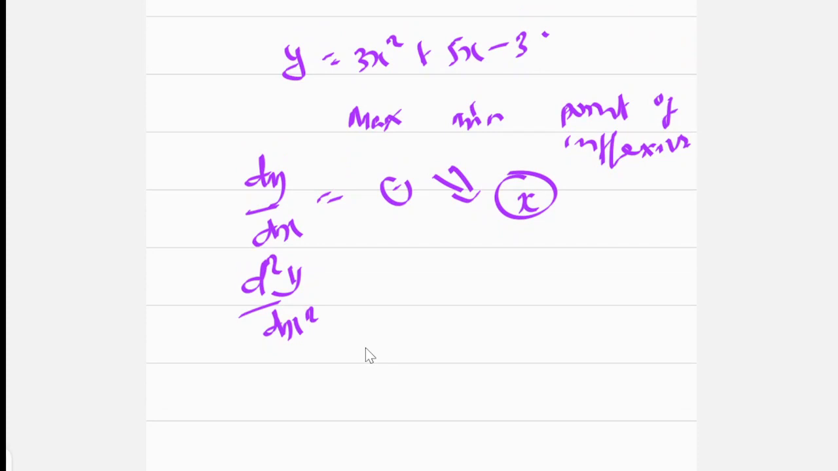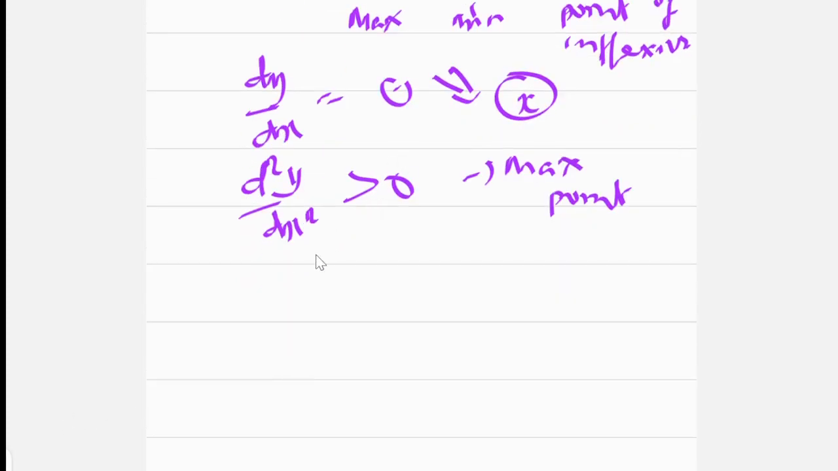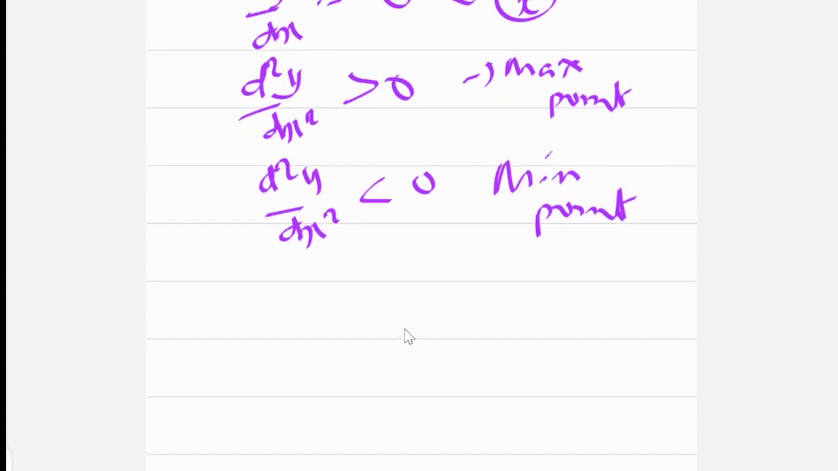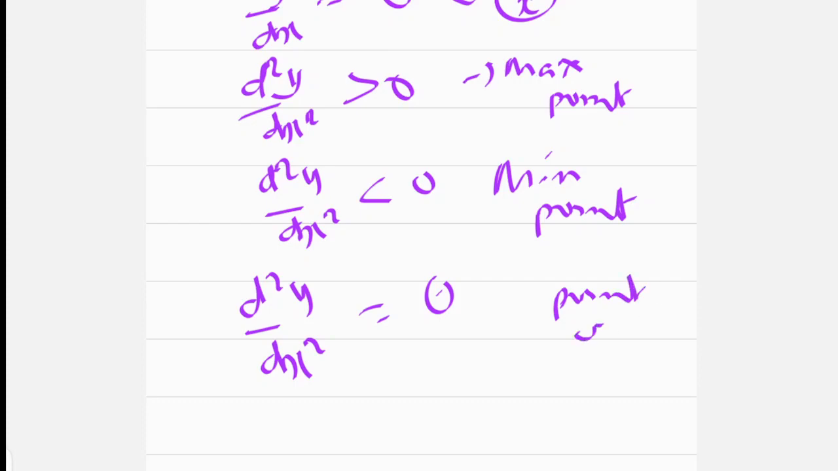So it means that when you now have your d²y/dx² and the value is greater than 0, then we have what? Maximum point. I hope you understand. But if it is less than 0, we have what? Minimum point, because you might be asked to find minimum point in another question. But if d²y/dx² is equal to 0, you have a point of inflection. I hope you understand now.